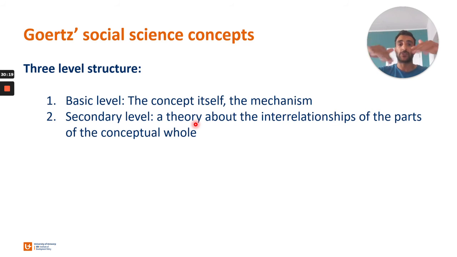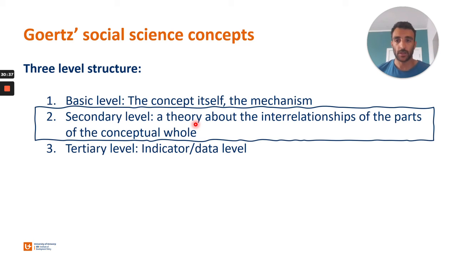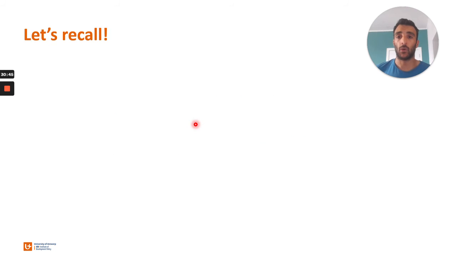So the basic level is the concept itself. The secondary level is the theory about the interrelationships of the parts of the conceptual whole. And then the tertiary level is the indicator and the data level. So based on that theory about interrelationships, we can develop indicators at the data level to study this mechanism. And so our focus here is on this secondary level, the theory about interrelationships of the parts of the conceptual whole.